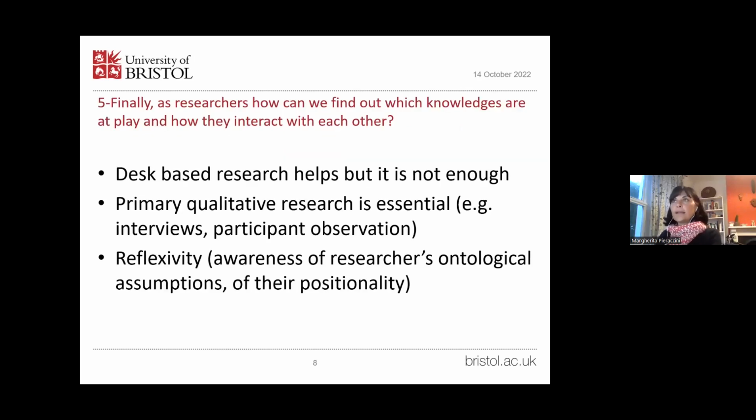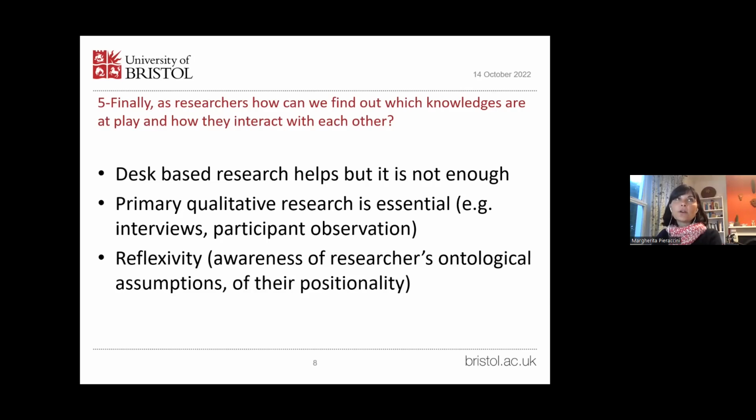And then finally, as researchers, how can we find out which knowledges are at play and how they interact with one another? I'm in a law school, so myself and a lot of my colleagues start out with an analysis of legal texts and policies. It's desk-based research. And that is definitely helpful, especially if you are looking at it critically, by trying to uncover the ontological assumptions that are at the basis of these texts.